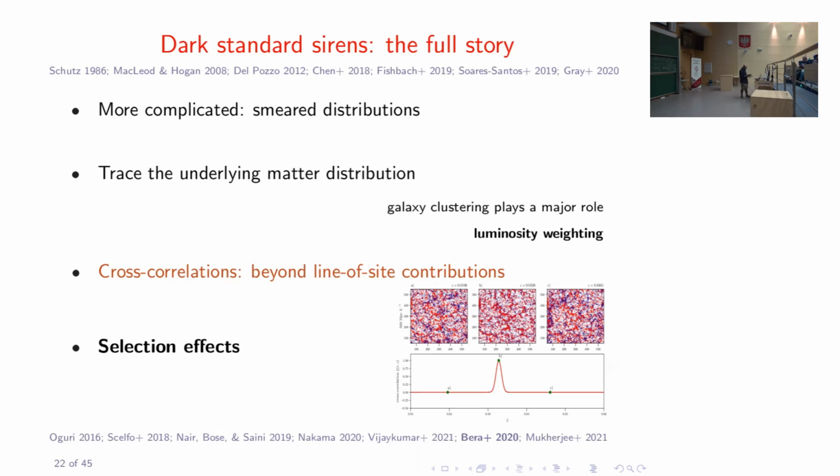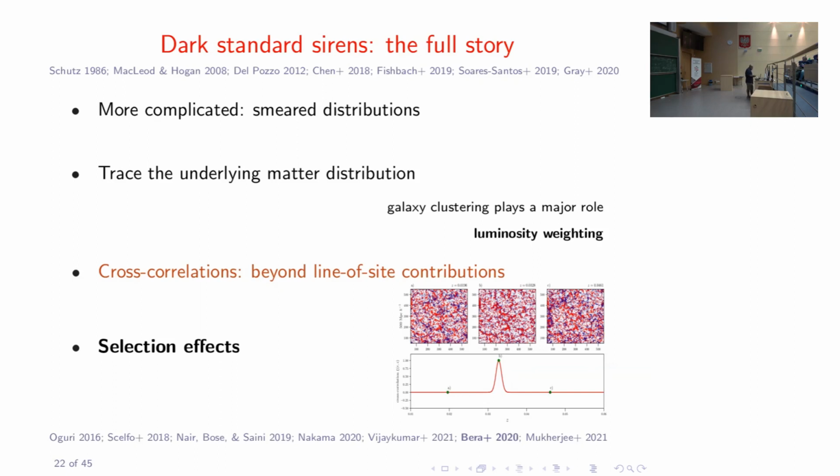Some astrophysical models would also go in, to take the underlying matter distribution and convolve it into a gravitational wave source frequency distribution in redshift space.